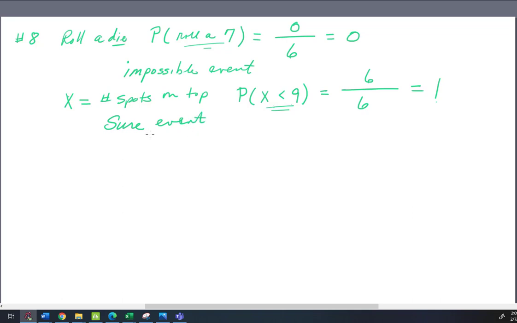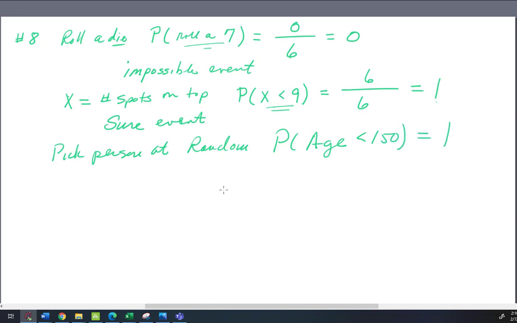The description of the sure event can be many, many different things. If we pick a person at random, what's the probability that the person's age is less than 150? Well, that probability is 1, because no person has an age that is 150 or greater. People just don't live that long. And so that would be another example of a sure event.